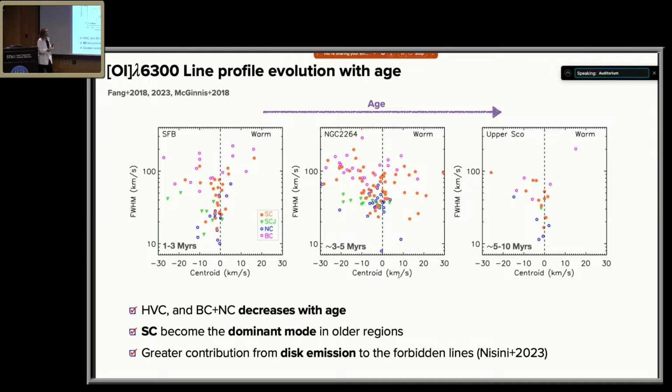And just as highlighted by Brunelle and Nisini last year, you also need to take into account that while the populations evolve with time, you also start to have more contribution of the disk emission in the forbidden lines. So it's very cool that we can start looking through spectroscopy at these optical forbidden lines, to try to see the effects of age in these protoplanetary disks. So in this sense, all of this work has been done in low mass star-forming regions that don't have massive stars, but we know that the majority of the stars and planetary systems form in massive environments where the feedback from massive stars can really impact the evolution of the disk.